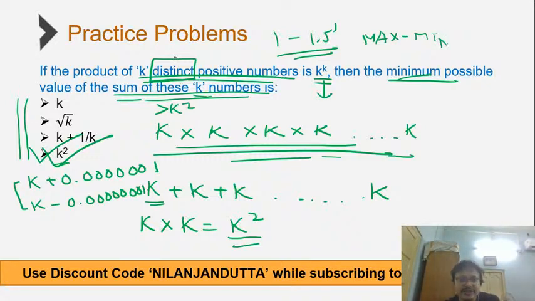So even though the question says they're distinct, what you can do is assume that they're equal, because even though these two numbers are distinct, they're almost equal in value. The only effect of the word distinct is that the answer will not be equal to k square, it will be greater than k square. Had the same numbers been allowed, then it would have been greater than or equal to k square. But anyway, for this question, the answer is option D, that is k square.